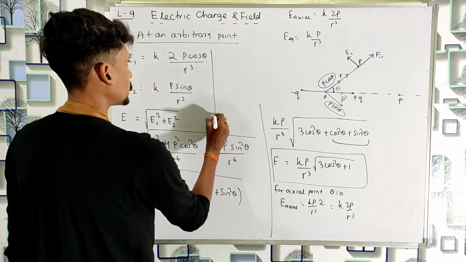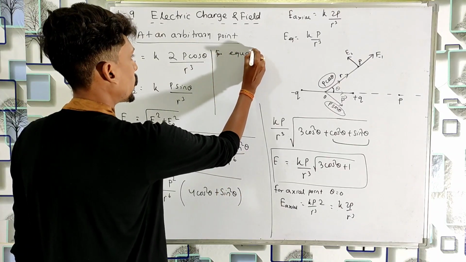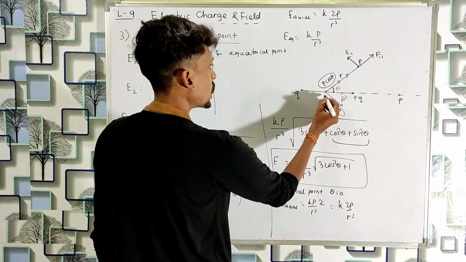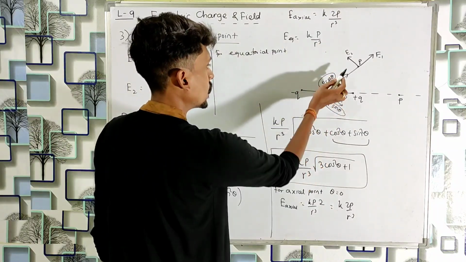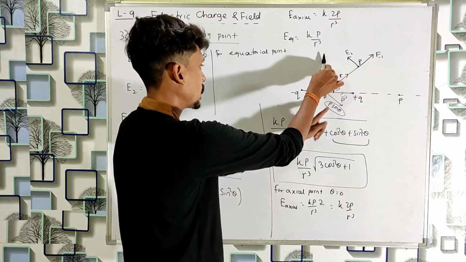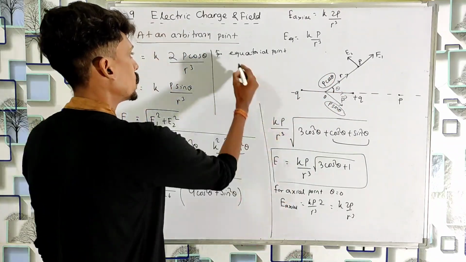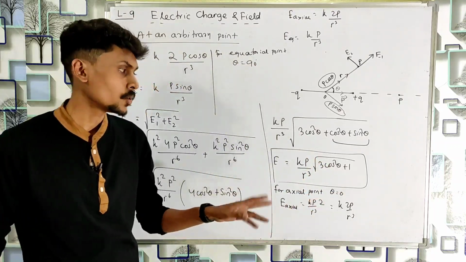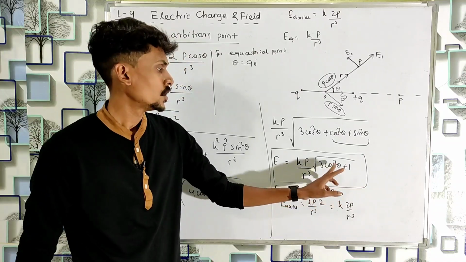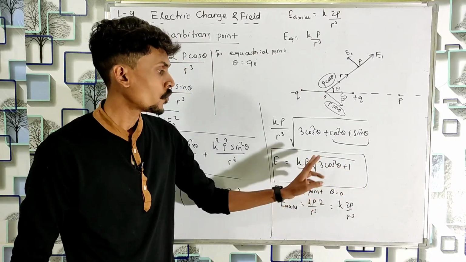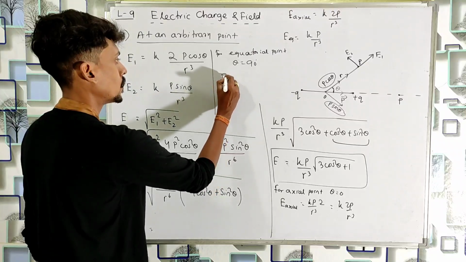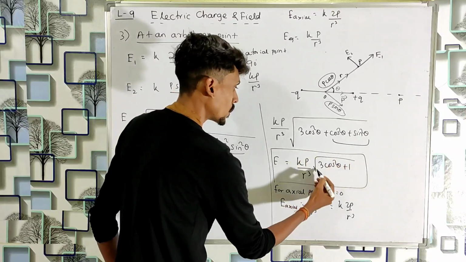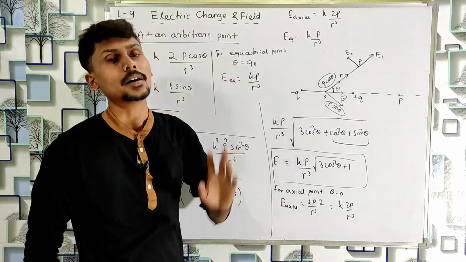And for an equatorial point, what will be the value of theta? If the point P lies on the equatorial line somewhere here, the R vector will be along this line, and theta will be how much? 90 degree. For an equatorial point, theta is 90 degree. So cos square 90 is 0, so 3 into 0 is 0. 0 plus 1 is 1, and the square root of 1 is 1. So E equatorial will be how much? K P by R cube, since this value becomes 1.